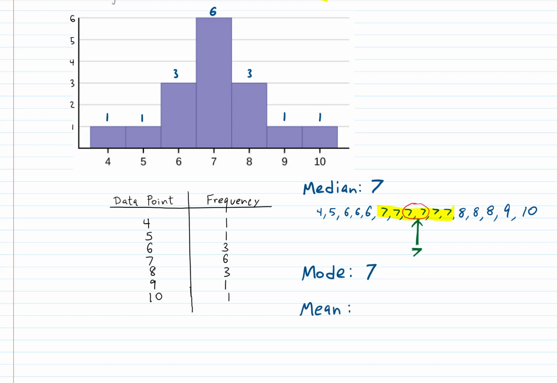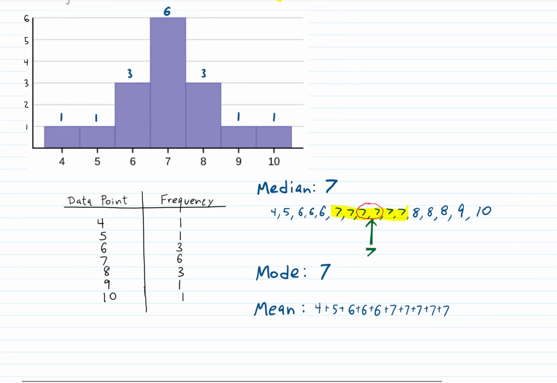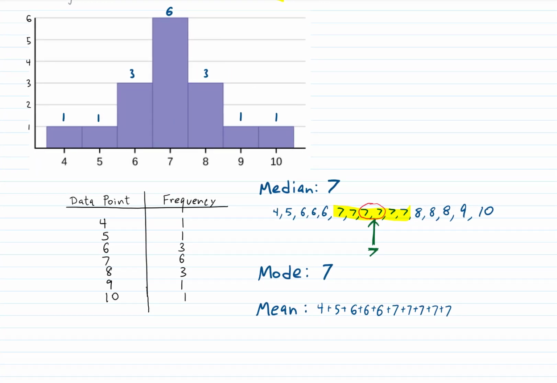So we add all those numbers in the list up. Okay, let me write that down. 4 plus 5 plus 3 6s. It's a little time consuming, but I'll show you a shortcut in a second. Plus 6 7s. Plus 3 8s. Plus a 9. Plus a 10.